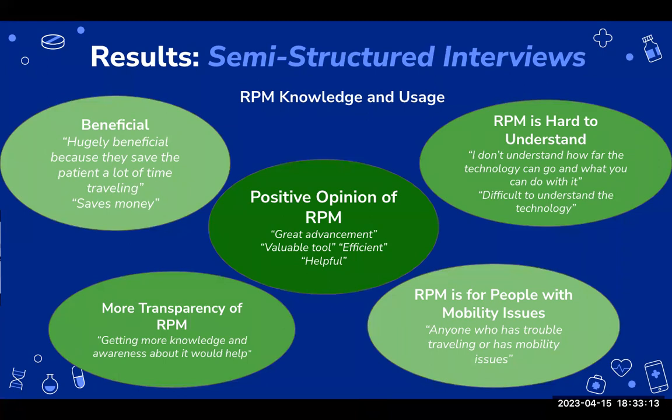It was found that the technology aspect of RPM was hard to understand, such as how health data is transmitted. Multiple improvements were recommended if given the chance, such as more transparency and data privacy about RPM, and more training about the technology. Findings also determined that the typical user of RPM is older people with mobility issues that need to be monitored or have long-term conditions.